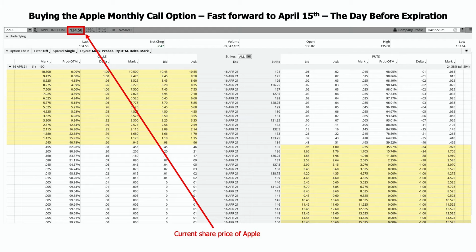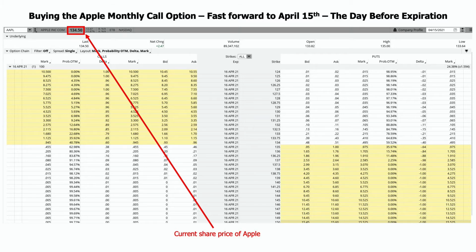Now let's fast forward to the day before the contract's expiration. We can see that the current share price of Apple is 134.5. I'll also point out that you don't need to wait until the last day. You can close out the contract at any point during the period, and I'll touch on that in a few minutes. This is great because we've got the right to buy shares at $115, because we bought the call option at that strike price. Now we can go straight out on the open market and sell those shares at $134.50. Obviously we're making quite a nice profit there.